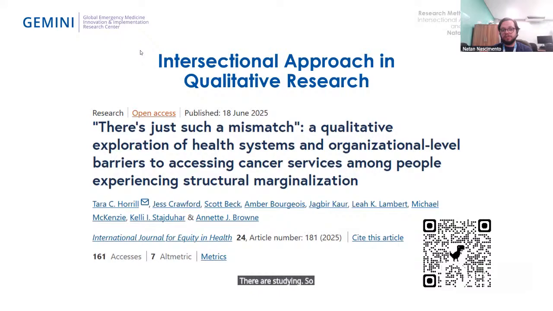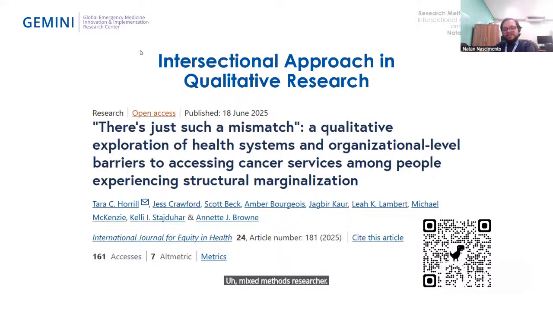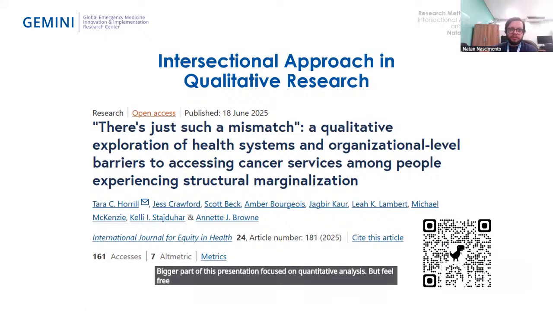So this is an example that I brought, and I'm not the most proficient qualitative researcher, although I like to think of myself as a methodologist and a mixed methods researcher. I do have more experience and I do like numbers more. So a bigger part of this presentation is focused on quantitative analysis, but feel free to ask me any questions about qualitative research. The intersectional approach is something that I really am engaging with right now.